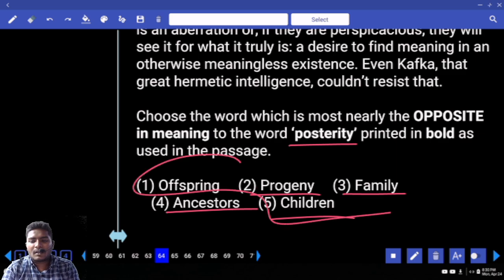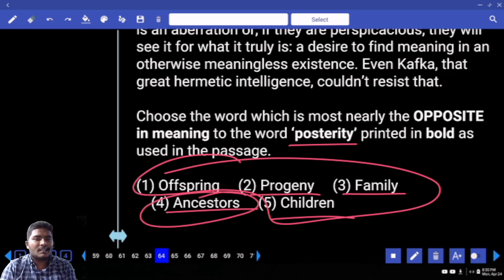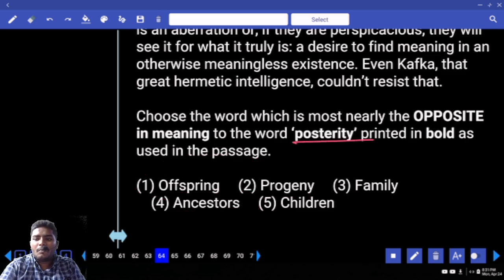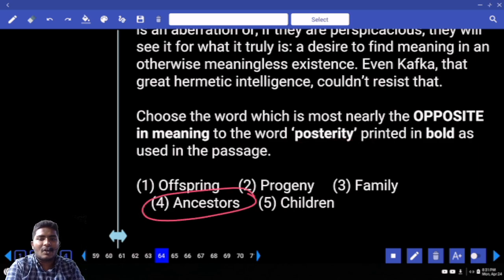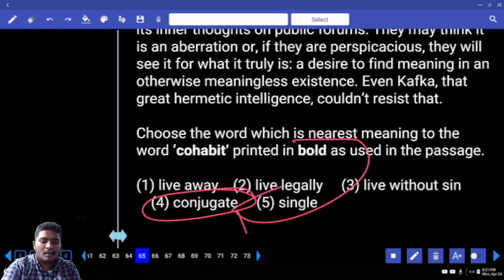Look at one part. All these give the same meaning: your children, your kids, your family. And what is the odd one out here? Ancestors. They are not around anymore. And remember, posterity is nothing but the family which comes after you: your children, their children. Hardly your parents, not even beyond that. But ancestors are not near family members. They are long back. So the opposite of posterior is anterior. Ancestors. Next, move to the next one.